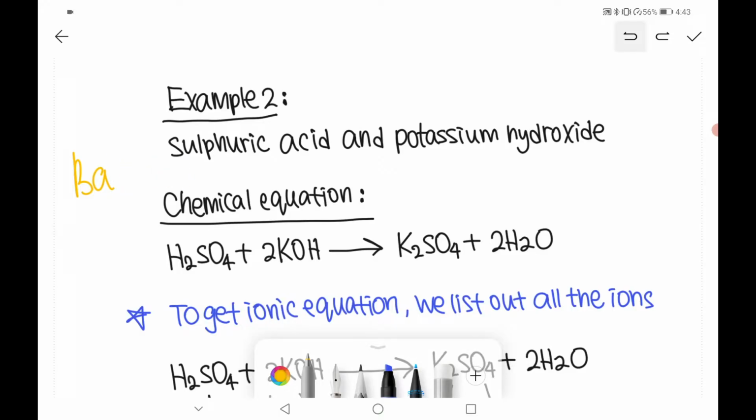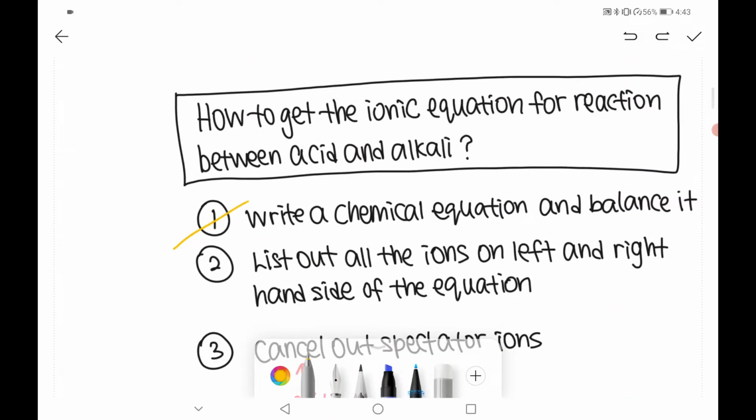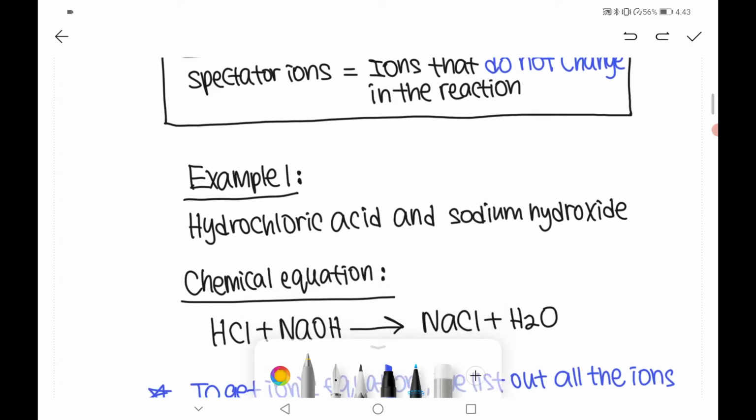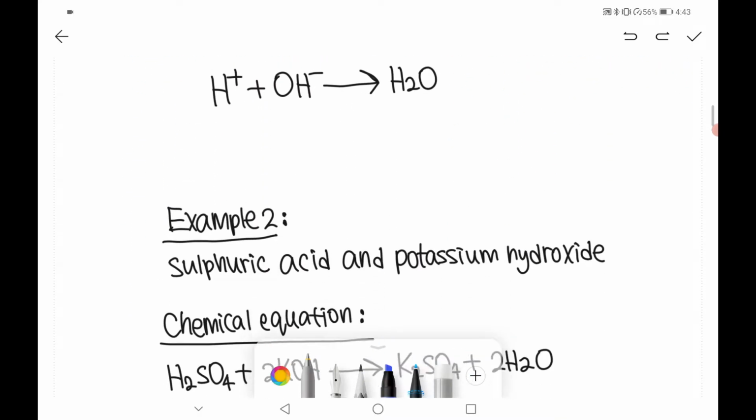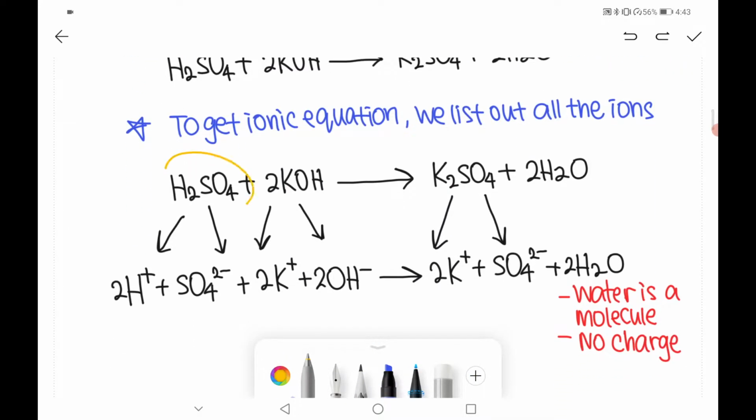So this is step 1. We need to write a balanced chemical equation. Step 2, we need to list out the ions. So let's do it. Let us list out all the ions now. What are the ions? H2SO4, what are the ions?